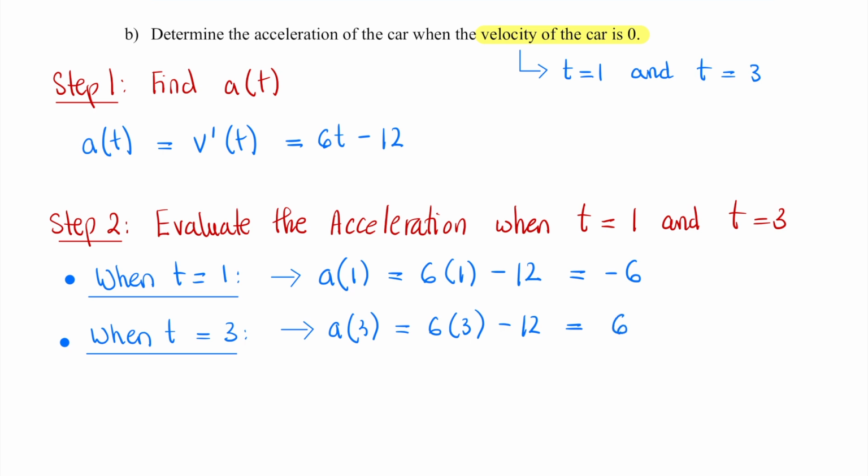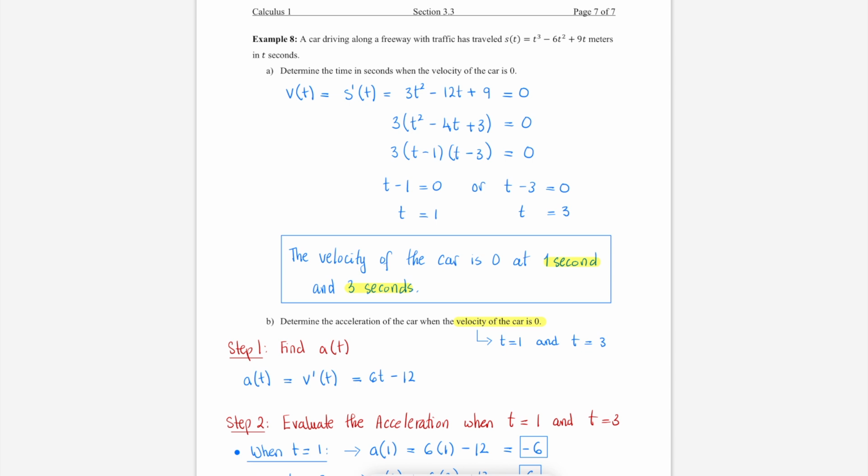So when the velocity is 0, the acceleration is negative 6 at t equals 1 and 6 at t equals 3. This example also shows an important application of derivatives in motion. The first derivative of position gives the velocity, and the second derivative of position gives the acceleration.